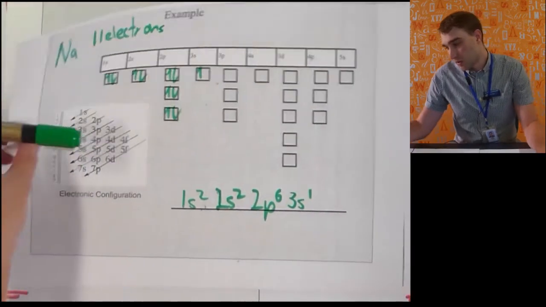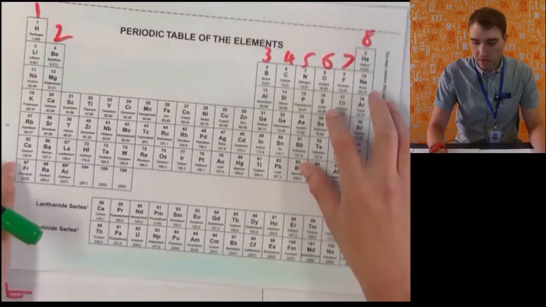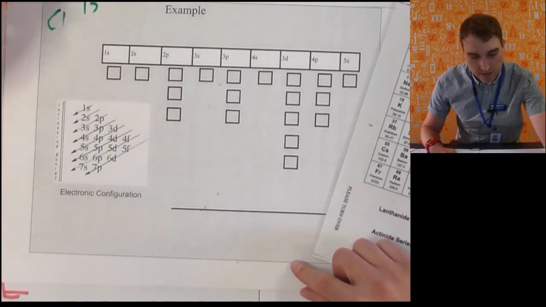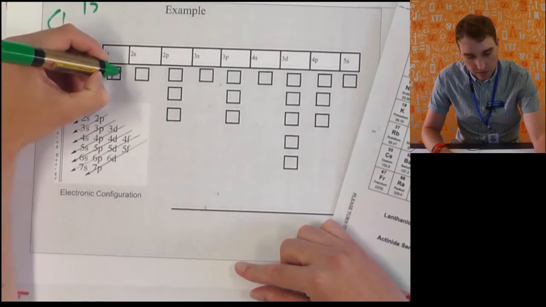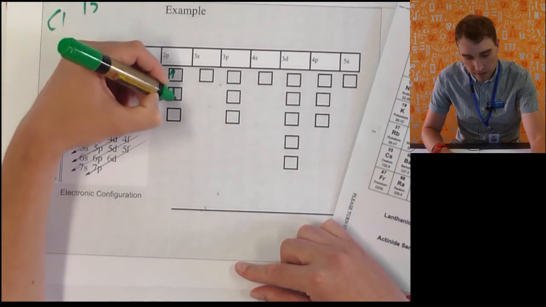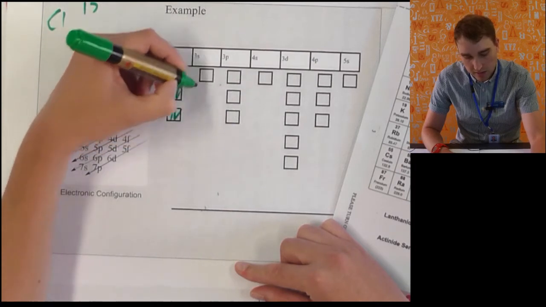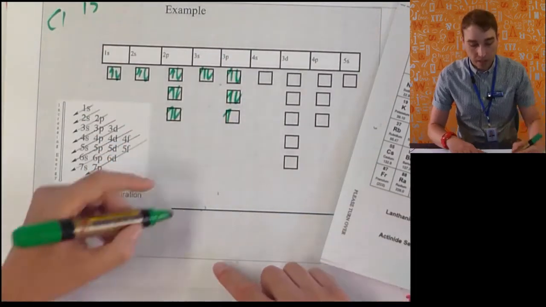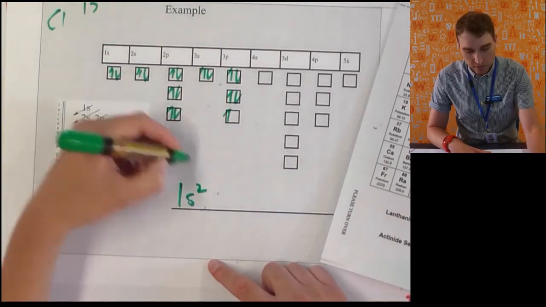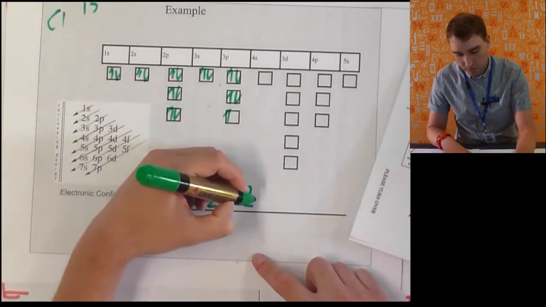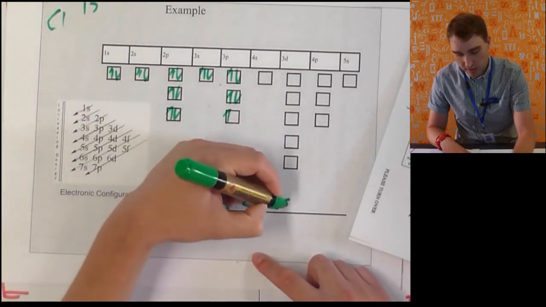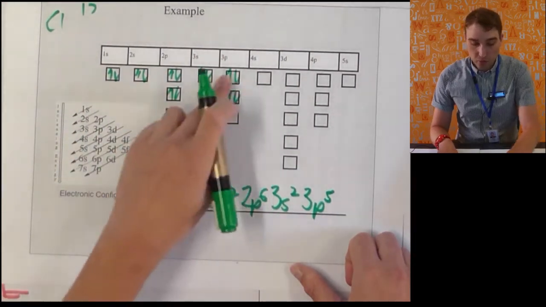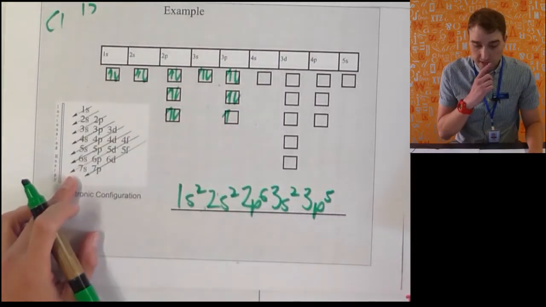Let's do a little bit more complicated. Let's have a look at chlorine. So we'll find chlorine, it's down here, number 17. So chlorine, 17 electrons, so we need to fill them in. 1, 2, 3, 4, 5, 6, 7, 8, 9, 10, 11, 12, 13, 14, 15, 16, 17. So if I write it out, 1s2, 2s2, 2p6, 3s2, 3p5. So all I've done, I've written the number of electrons in each of the subshells like that.